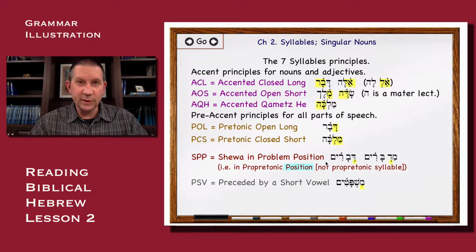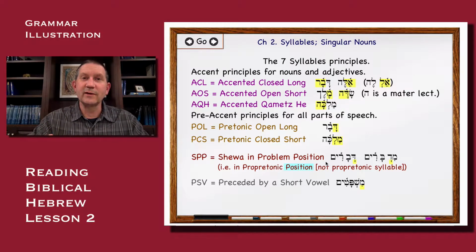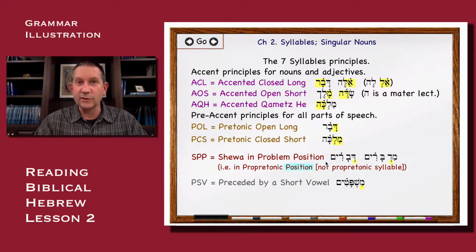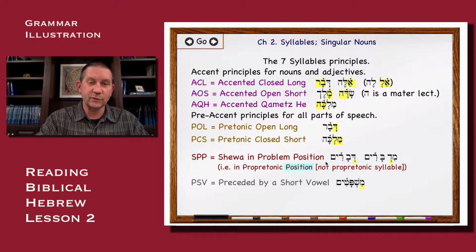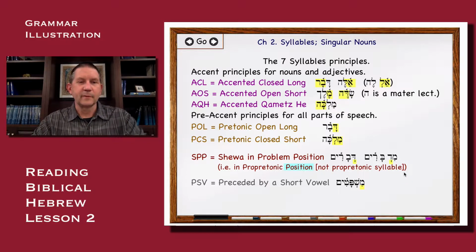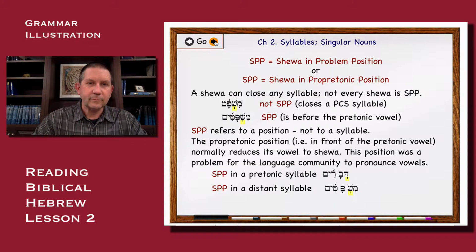Now we need to underscore here that even though we're talking about the 7 syllable principles, we are not talking about a syllable per se in this case. We're talking about a position in relationship to the pretonic syllable. So we could also call SPP more technically shava in propretonic position, but we don't mean the propretonic syllable. Let's take a closer look at that.